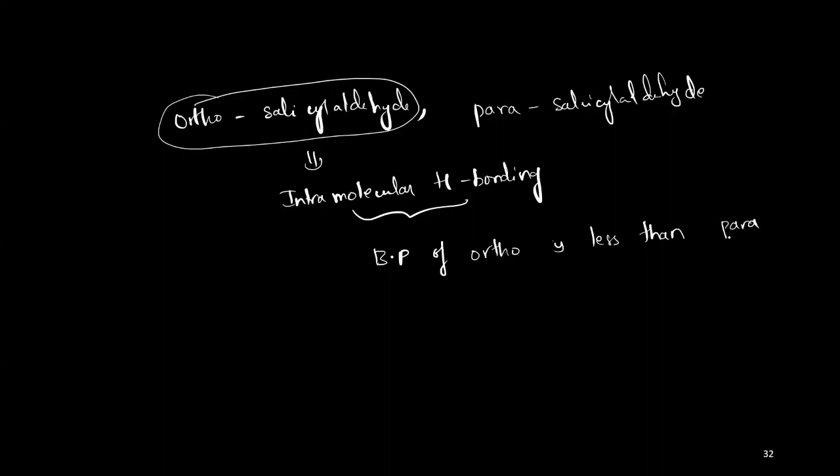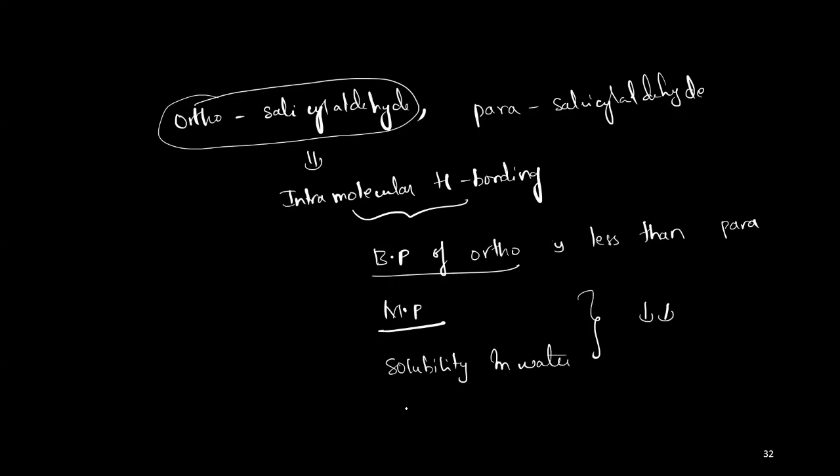Okay. So what happens with the melting point? So the melting point also will be the same. Okay. So just remember, due to the intramolecular hydrogen bonding, ortho salicylaldehyde's melting point and the solubility will be less compared to the para one. So not just the boiling point of ortho, but even the melting point as well as the solubility in water. So all these will decrease. You can also consider the acid strength as well. So all these will decrease.